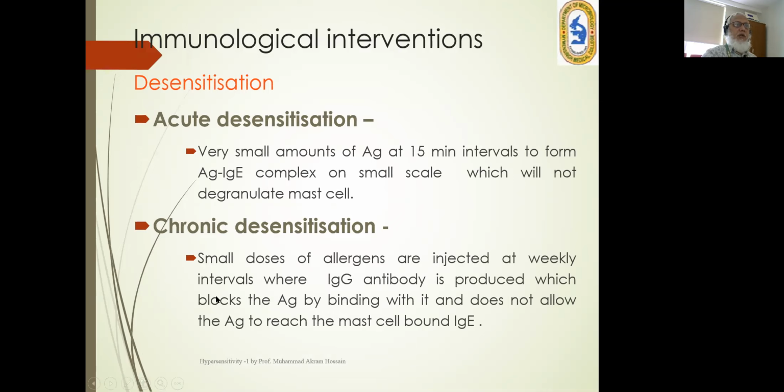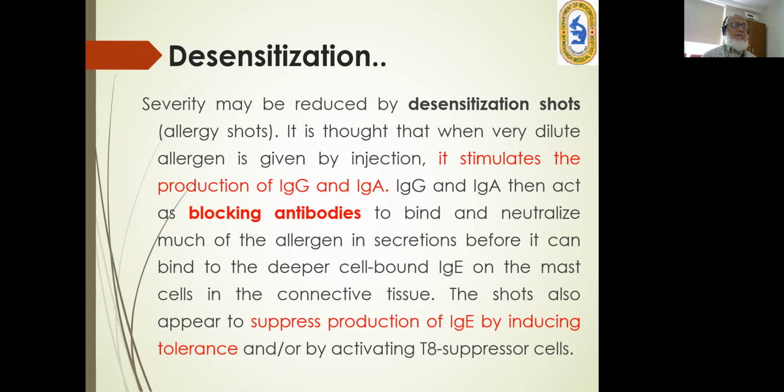Chronic desensitization: small doses of allergens are injected at weekly intervals, where immunoglobulin G antibody is produced, which blocks the antigen by binding with it and does not allow the antigen to reach the immunoglobulin E bound to the mast cell. অর্থাৎ এখানে ইমিউনোগ্লোবুলিন ইর পরিবর্তে জি তৈরি হবে, জিটা সেই অ্যান্টিজেনকে বাইন্ড করবে, তাকে ইমিউনোগ্লোবুলিন ই পর্যন্ত পৌঁছে দেবে না। And severity may be reduced by desensitization shot, that is allergic shot.